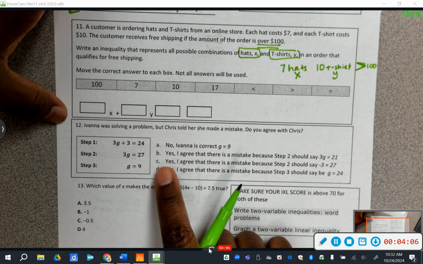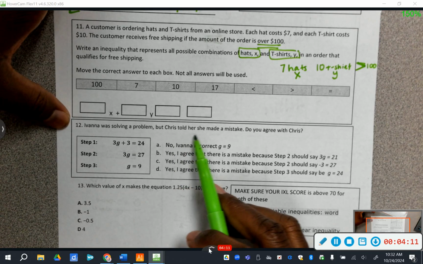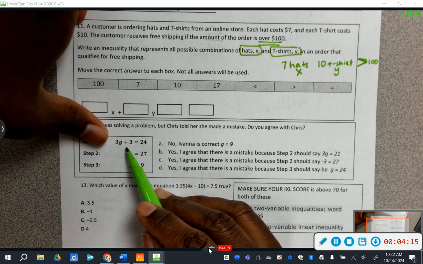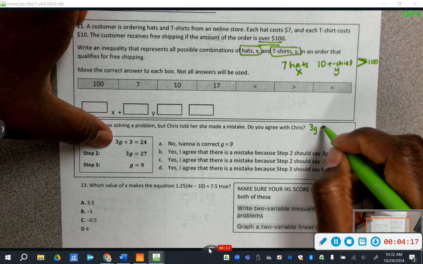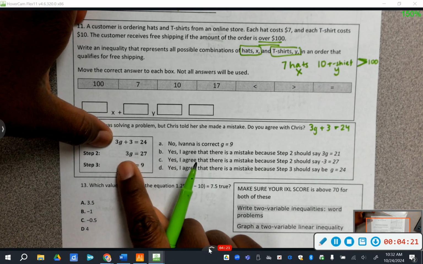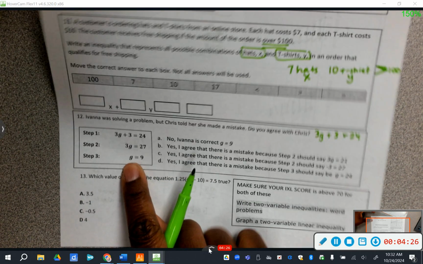The last one is a solving problem. It says Ivana was solving a problem, but Chris told her she made a mistake. Do you agree with Chris? Well, in order to agree with Chris, I want you to go ahead and solve it yourself and see. After you do your first step, does it come out like this? Then after you do your next step, does it come out like this, so you can see where the mistake was made?